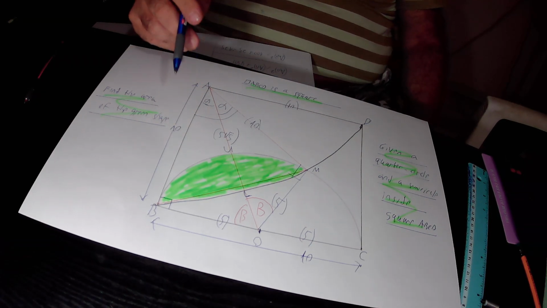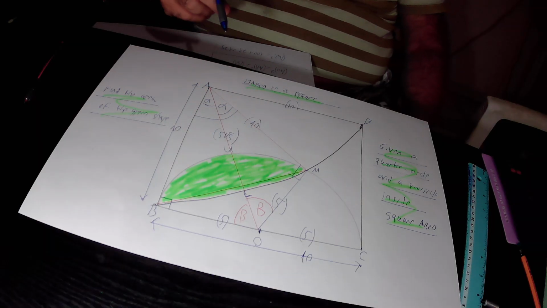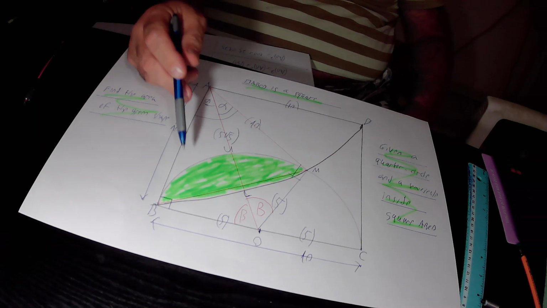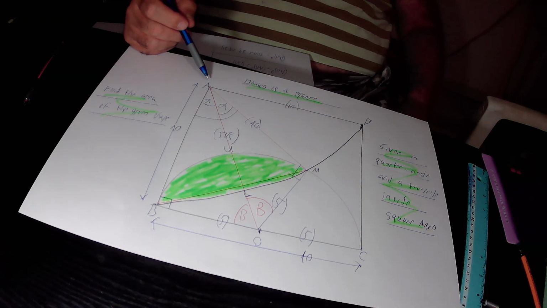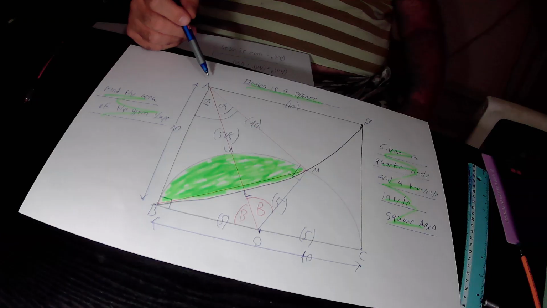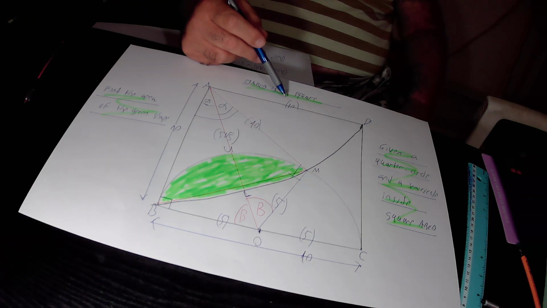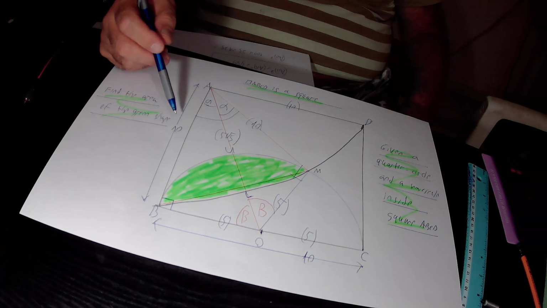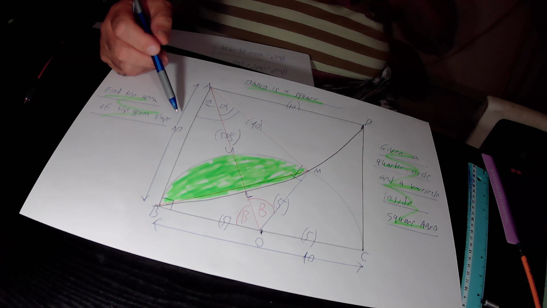And the radius of the semicircle is 5, but we know that point A is the center of the quarter circle. This is the quarter circle, and point A is the center of the quarter circle. Point D is a point on the quarter circle itself, therefore AD is the radius of the quarter circle, that is 10. Likewise, AB is also the radius of the quarter circle, that is 10.